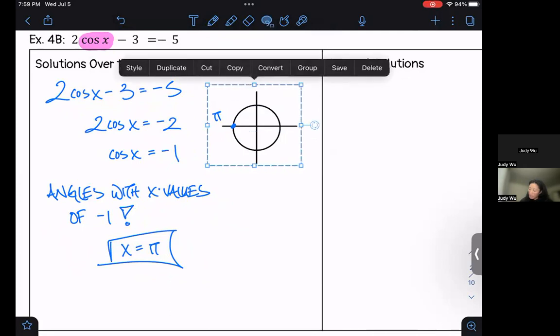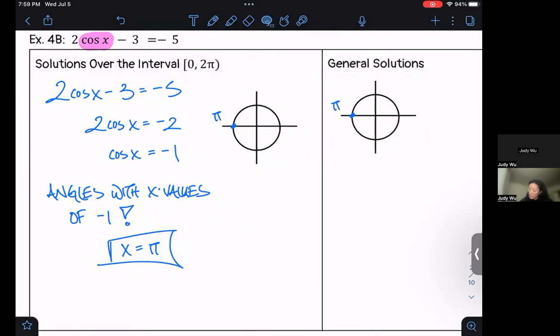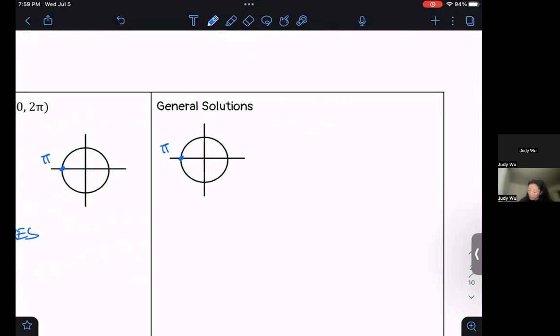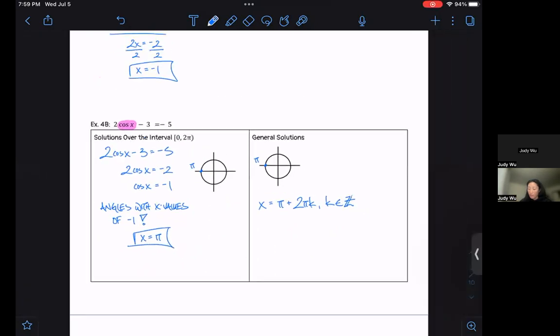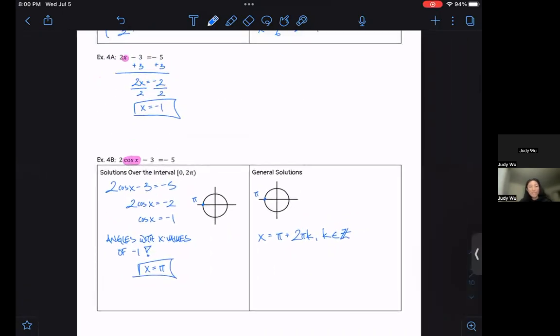Now, let's duplicate it, and let's try for the general solution. There's only one here, so x will equal pi plus 2 pi k, where k is an integer. That's it. Even though 4b looked a little more tricky than the ones we saw in part 1, as soon as we compared it to something that we already knew how to do, it made our life a little easier. Let's go ahead and move on to number 5.